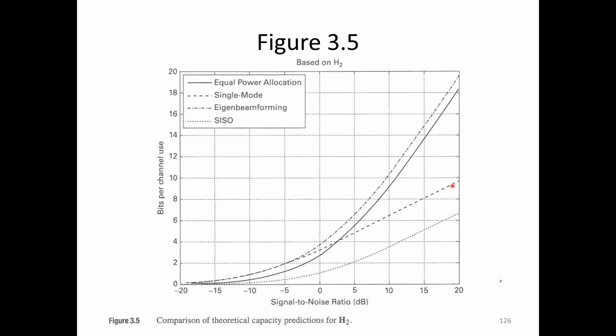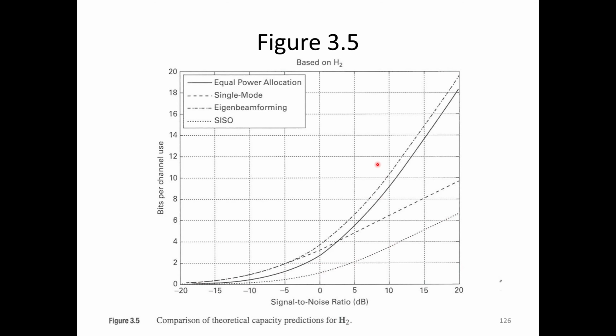denoted by the dashed line, this curve. The next one is the eigenbeamforming, denoted by the dash and dotted line, this curve. Finally, the SISO, single input, single output system, is denoted by the dotted line, this curve.